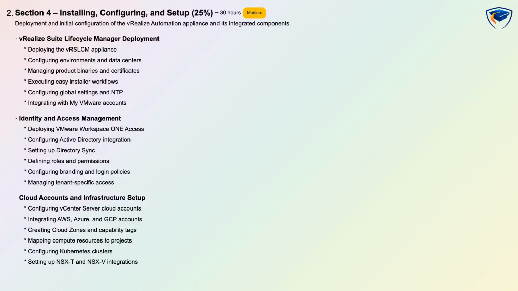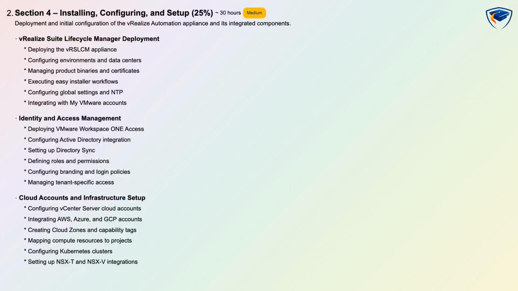Section 4, Installing, Configuring, and Setup, is weighted at 25%, rated medium, and expects about 30 hours of study with hands-on and conceptual assessment. This section covers deployment and initial configuration of the vRealize Automation appliance and related components. You will practice deploying the vRealize Suite Lifecycle Manager appliance, configuring environments and data centers, managing product binaries and certificates, and running easy installer workflows while setting global settings such as NTP and MyVMware integration.